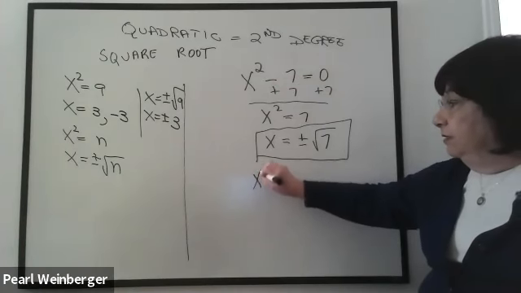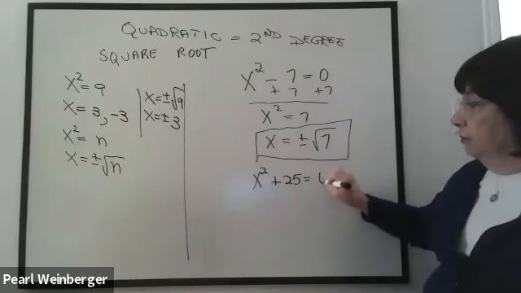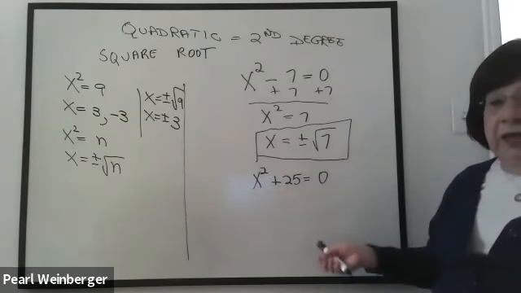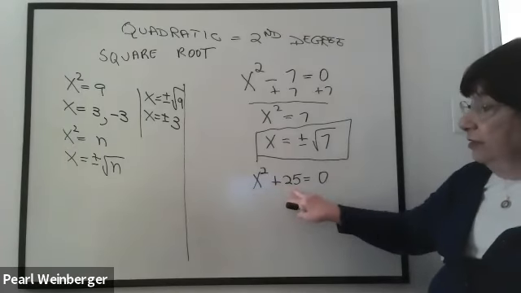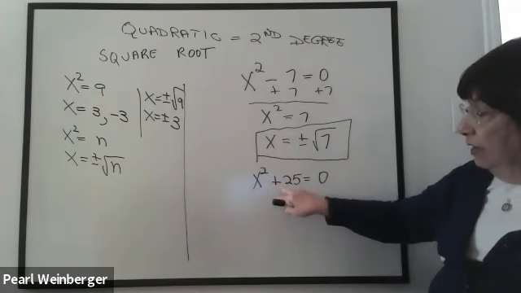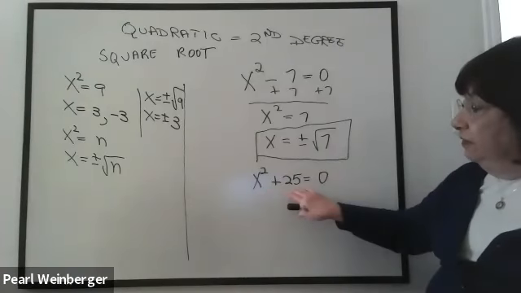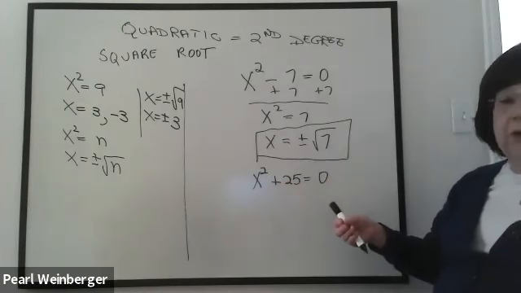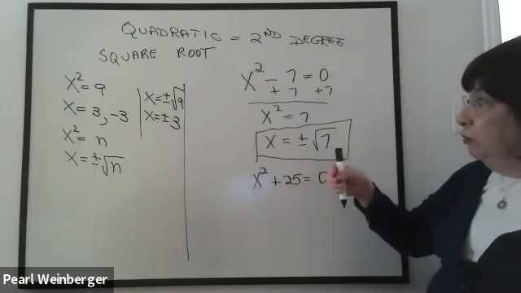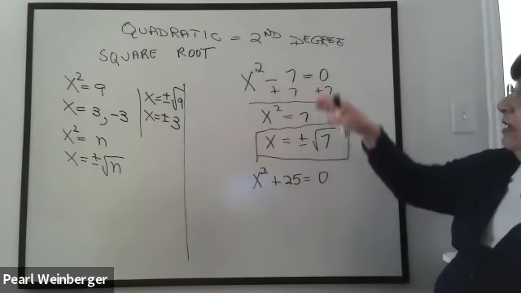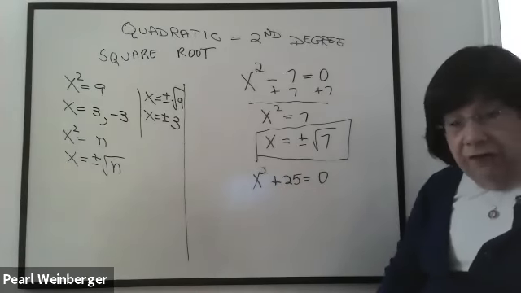If I had had something like this, x squared plus 25 equals 0. Now, x squared plus 25 can't be factored. Even though this is a perfect square, x times x, and this is a perfect square, 5 times 5, the sign between them is a plus. It's not the difference of squares, it's the sum of two squares, and it's not factorable. The only two terms that are factorable are when you have the difference of squares. If you have this is a square, and this is a square, and there's a minus in between them. Otherwise, you can't factor it.